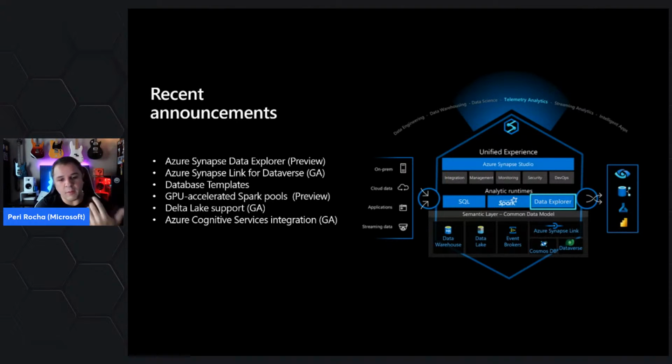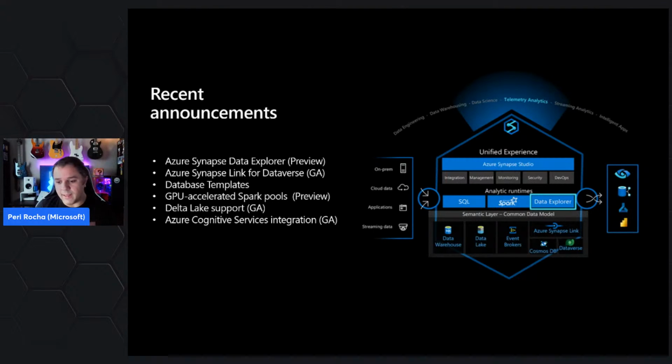Also, if you're using Spark in Synapse, we've announced the preview of GPU-accelerated Spark pools. So if you're training machine learning models, or if you're doing data transformations that could use a little bit more compute, we're now offering GPU-accelerated Spark pools. So this means you get a lot more performance when you're using Spark pools within Azure Synapse, which is a big customer ask for us. Finally, we announced the general availability of Delta Lake support.